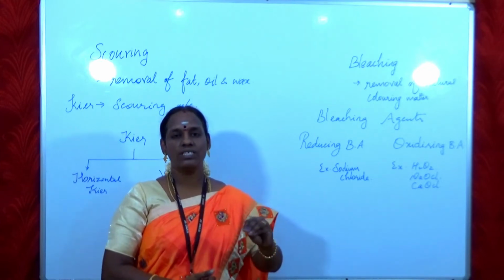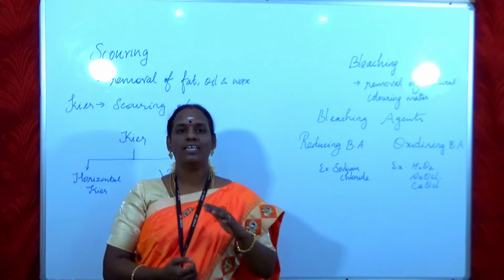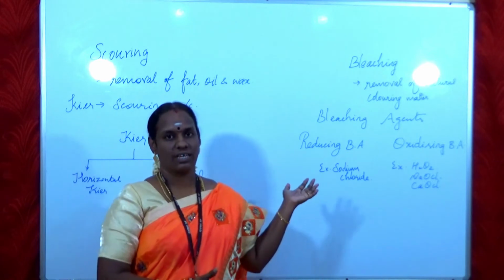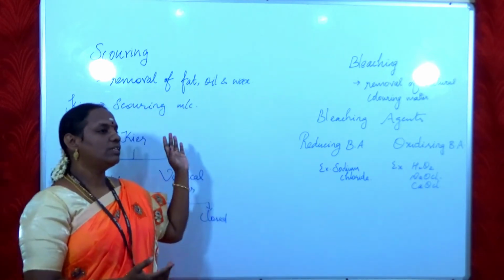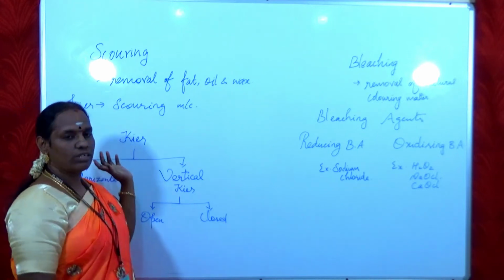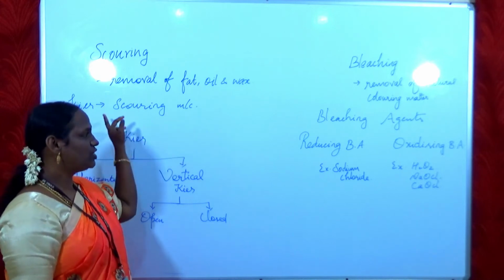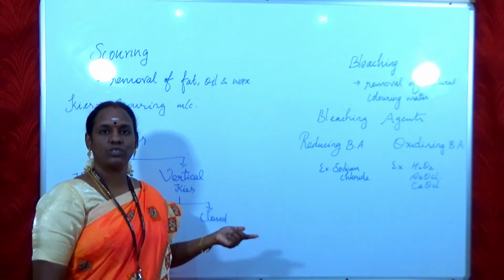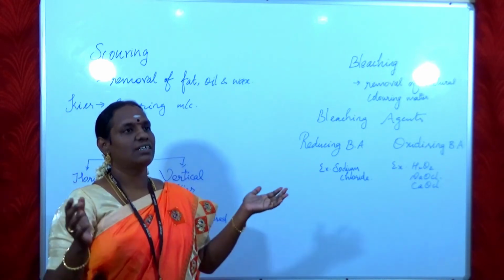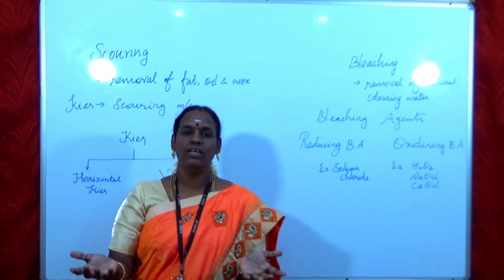For that we are using one chemical, that is sodium hydroxide. Sodium hydroxide is the chemical agent used for the scouring process. How is the scouring process carried out? The machine involved in this process is known as the keir. The keir is a scouring machine in which the fabric is subjected to the scouring process.